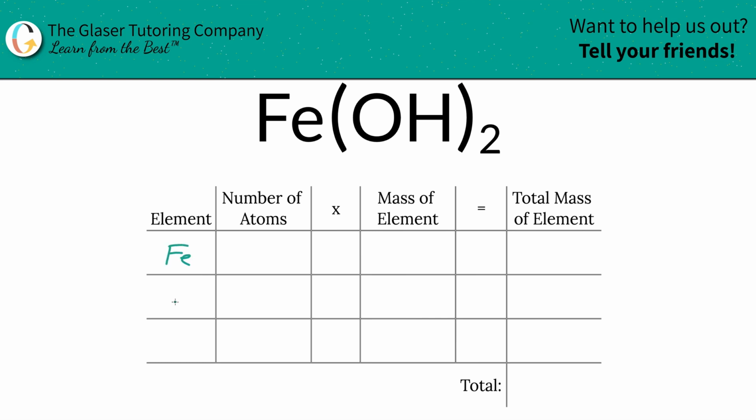So the first step we're going to do is write down the elements we see in the compound. So we have iron, Fe, oxygen, O, and hydrogen, H. Then we're going to write down the number of atoms. That's where the subscripts come into play. And if there's no subscript, there is assumed to be a 1. And therefore there's 1 iron. There's also 1 oxygen here.